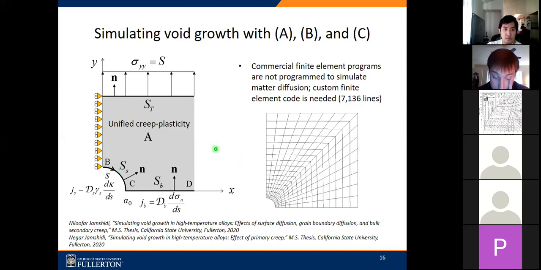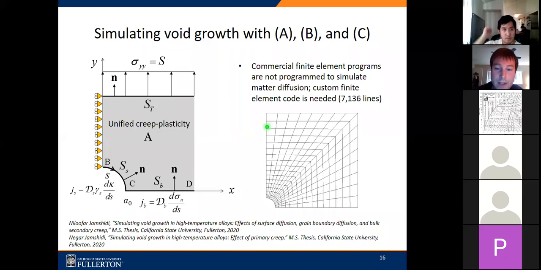Now, here's the challenge. This is why this hadn't been done for 70 years: commercial finite element programs can't do matter diffusion. So if you want to simulate that process, you have to write custom finite element code. In this case, the code we used was over 7,000 lines long.